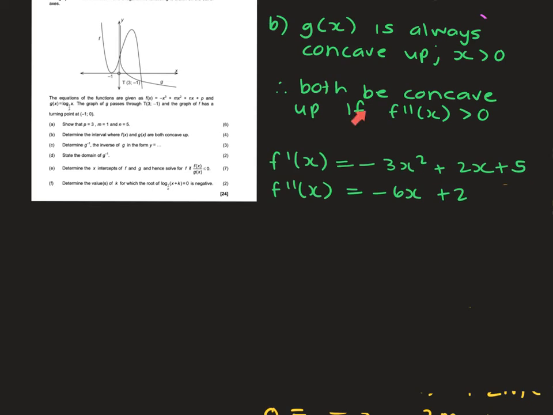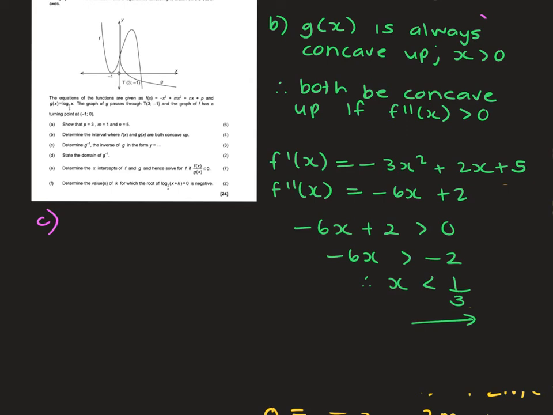All right, so now both will be concave up if the second derivative is greater than 0. So let's solve that now. Negative 6x plus 2 is greater than 0. Negative 6x is greater than negative 2. Therefore, when x is less than a third, it will be your solution. When x is less than a third, both our functions will be concave up. All right, cool. So now we can actually get onto the inverses bit.